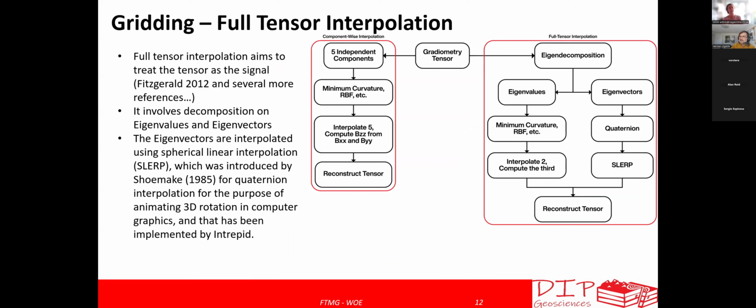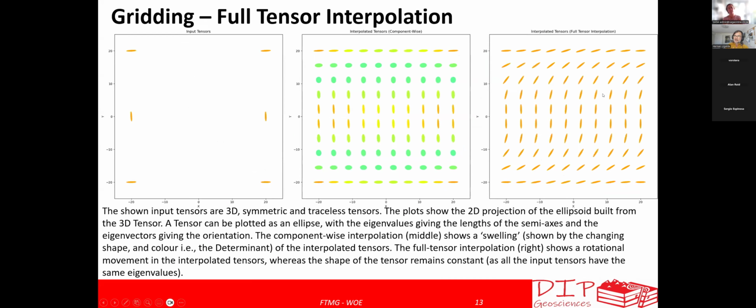So let's look a bit at full tensor interpolation. So we're going to do an eigen decomposition into eigenvalues and eigenvectors. And this is one of the results that Akshay derived some time ago when we were working on a few things: do we really need full tensor interpolation? So here, on the diagram on the left, these are your input tensors. The ellipsoids are showing you the direction of where the tensor is going.